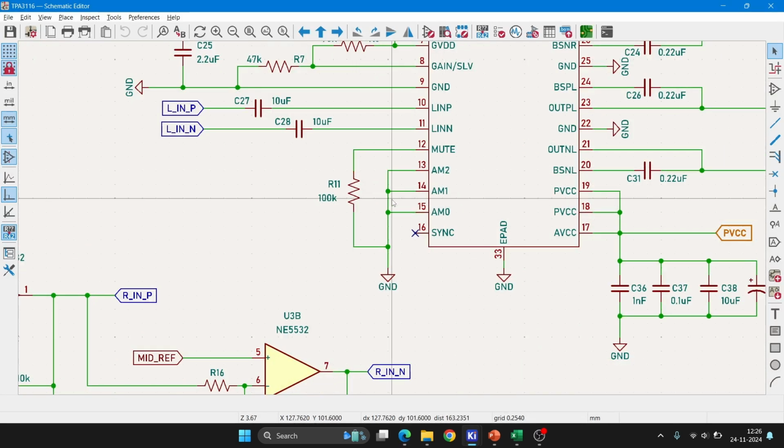AM2, AM1 and AM0 are for avoiding the AM band frequency interference. We are not using that here. So I have connected all these 3 pins to ground as per the datasheet recommendation.